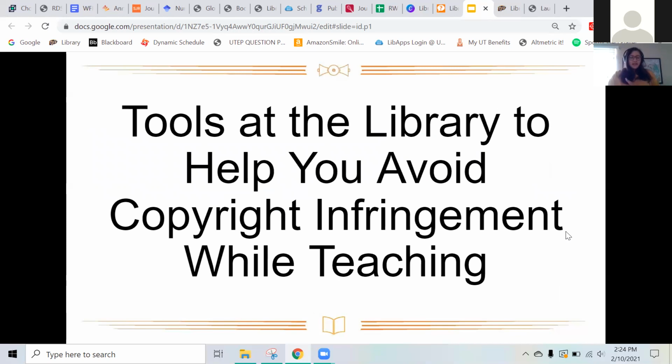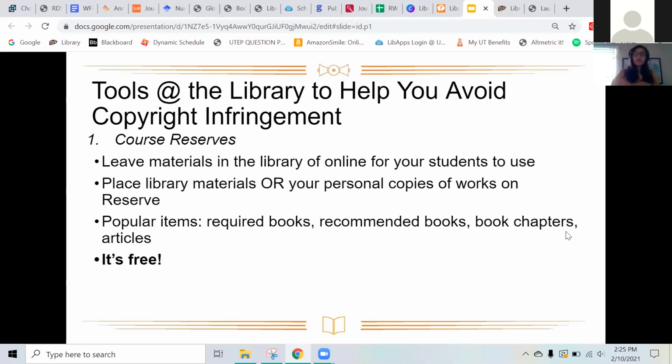So we've talked about these two scenarios where copyright infringement has happened and some solutions to avoid it. I want to talk about some specific solutions and tools at the library that can help you avoid copyright infringement while you're teaching. The first one is course reserves. You can leave materials in the library or online for your students to use. We have both print and electronic course reserves.